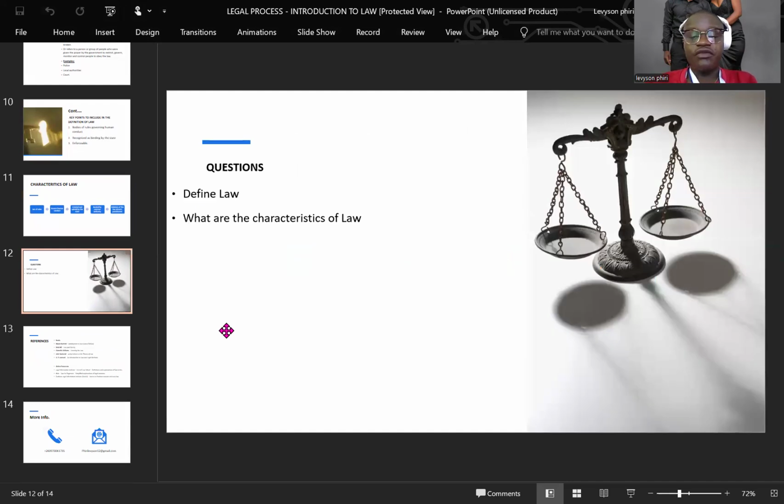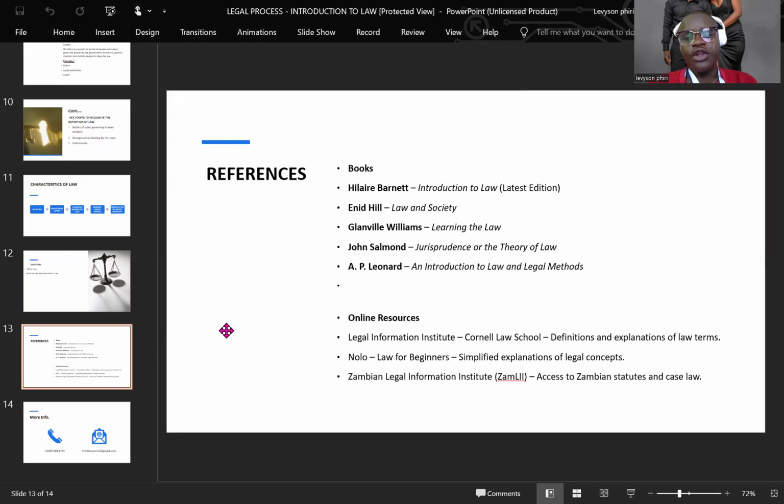So today, I want to have 2 questions for you. Question number 1, define law. Question number 2, what are the characteristics of law? By you explaining this, meaning you have understood what law is and what the characteristics of law are. Okay? For more information, you can look into those references which I've shared with you. We have books as well as online resources.